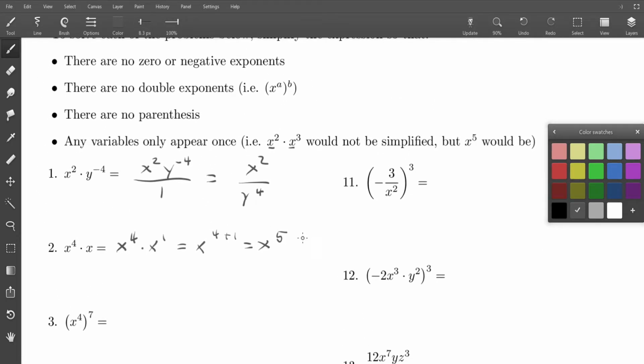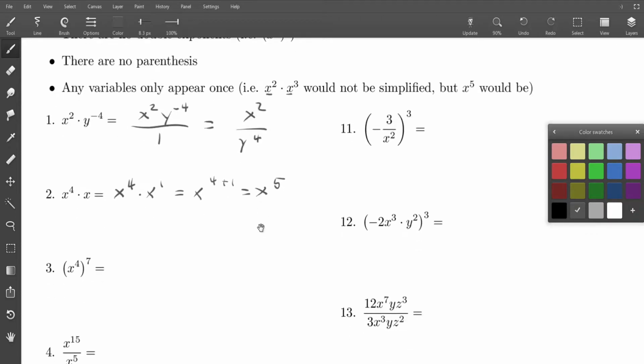This is also simplified. Again, no zero or negative exponents, no double exponents, no parentheses, and x only appears once, so we are in fact done.